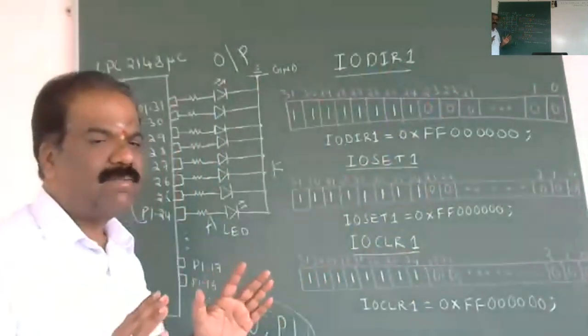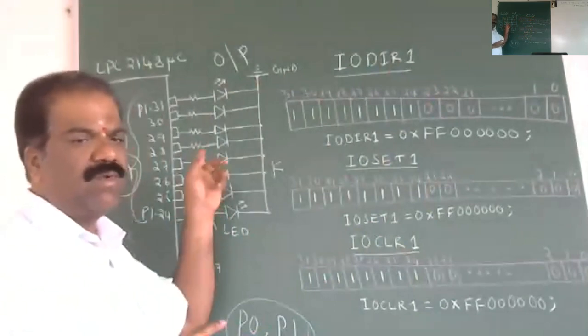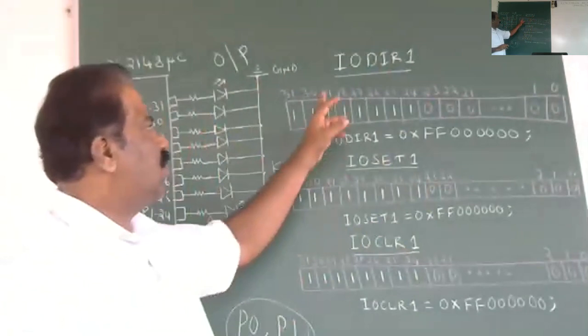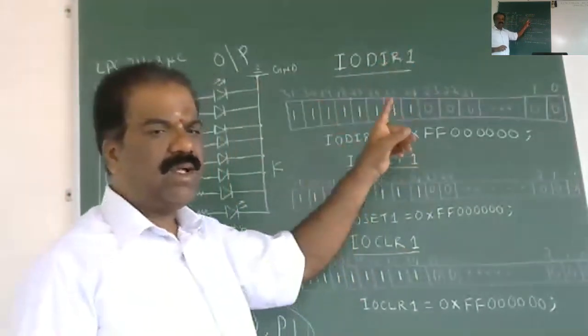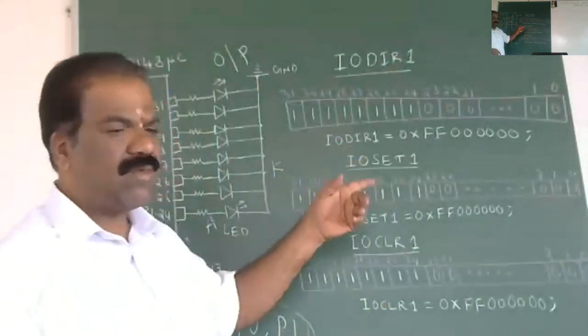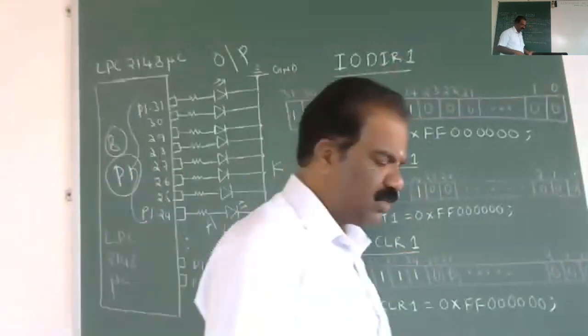Then first step is we have to configure P1.24 to P1.31 as output. For that purpose, I go to IO DIR1. We know that IO DIR1, what is IO DIR1? It is a directional register.